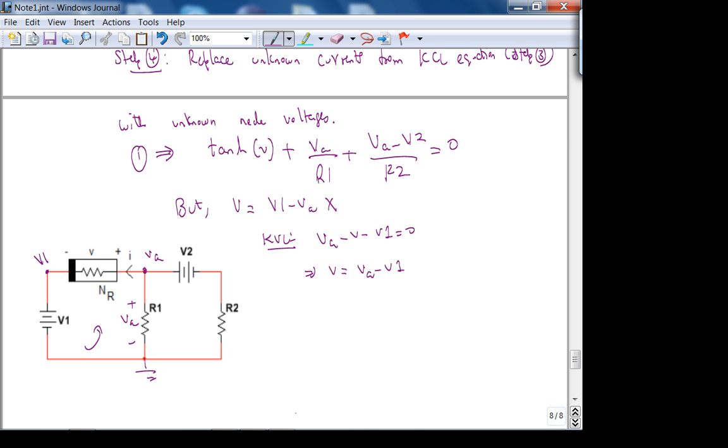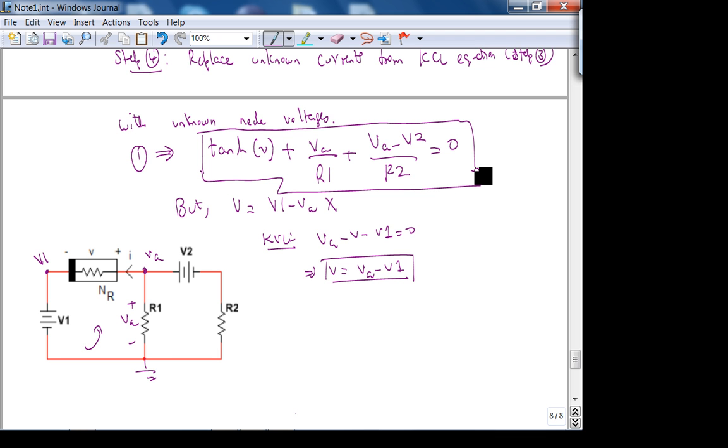So here it is. These are the two equations. And my solution, I wrote it as one equation. Okay. These are the two equations to solve the circuit. So this is nodal analysis. Four steps. Pick a ground node. Label unknown node voltages. Write KCL at unknown node voltages. Eliminate unknown currents in KCL equation with unknown node voltages. That's it. That's nodal analysis.